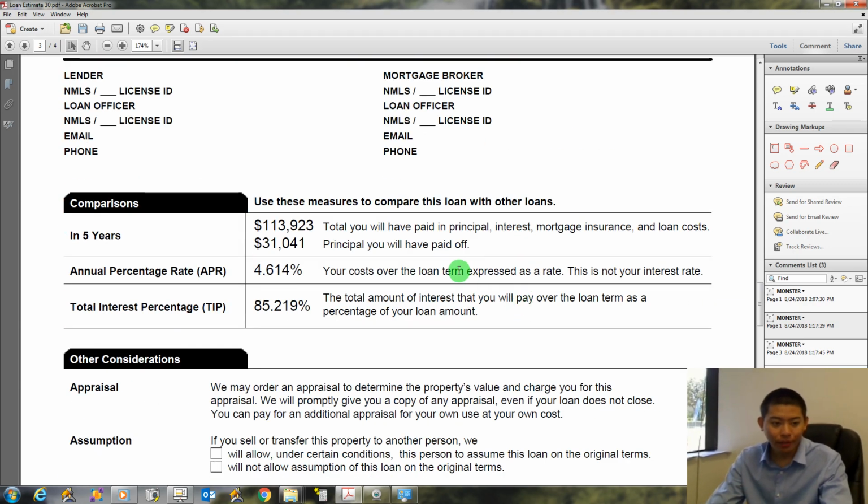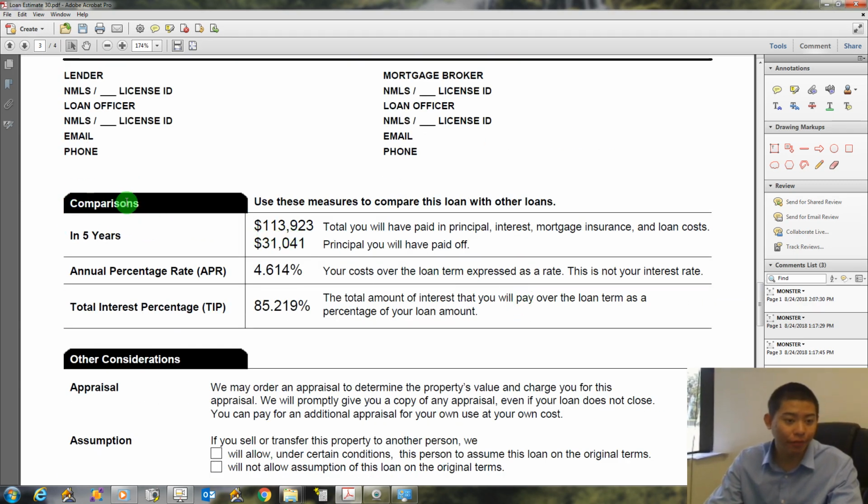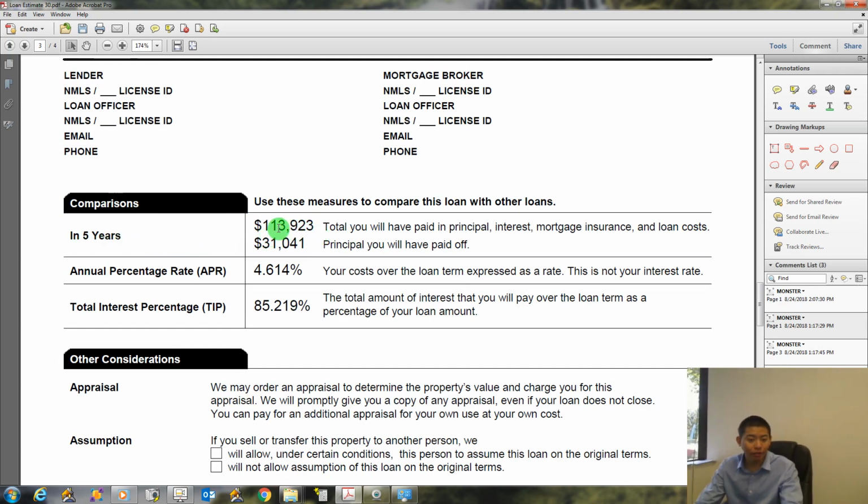Okay, and then down here, it really breaks it down for you, the comparisons. In 5 years, you'll be paying about $113,923 in principal and interest, and then on the principal loan, you'd be paying down about $31,041 in 5 years. Typically, if you're in a 30-year loan, you'd be paying double your loan amount. So let's say you have a $300,000 loan amount. In 30 years, you'd technically be paying about $600,000 total. So most of the time, people would want to refinance to a lower term, a 10-year loan or a 15-year loan, saving a lot more money that way.